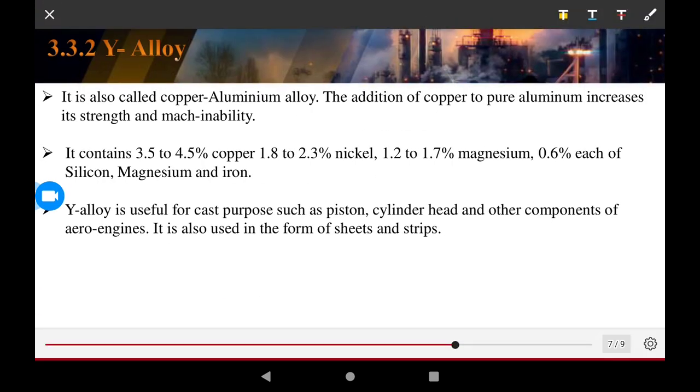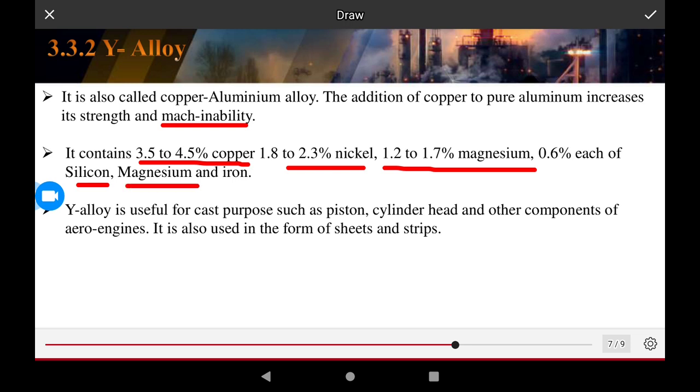Y alloy. It is also known as copper aluminum alloy. The addition of copper to pure aluminum increases its strength and machinability. It contains 3.5 to 4.5% copper, 1.8 to 2.3% nickel, 1.2 to 1.7% magnesium, and 0.6% each of silicon, magnesium and iron.